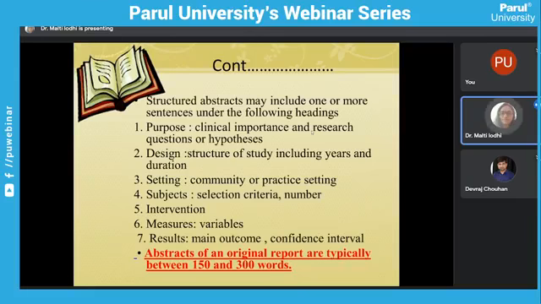Then intervention: if any kind of intervention or treatment has been used, it has to be given in a proper manner, very clearly. You have to define what interventions you gave.